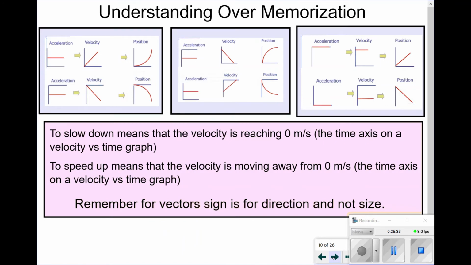And this is why I have to stress again, it's more important to understand what the graphs are telling us than trying to memorize everything for these different graphs. To slow down means that the velocity itself is approaching 0 meters per second, or the time axis, where it's traditionally going to be at the 0 meters per second. If I'm speeding up, then the velocity is moving away from 0. It doesn't matter if it's positive or negative. Remember, signs are just direction. They have nothing to do with size.